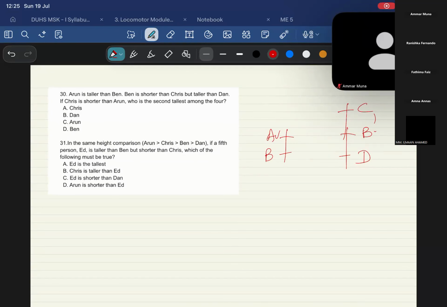If Chris is shorter than Arun, who is the second tallest among the four? So according to this, who is the second tallest among the four? That would be Chris. Answer number A.